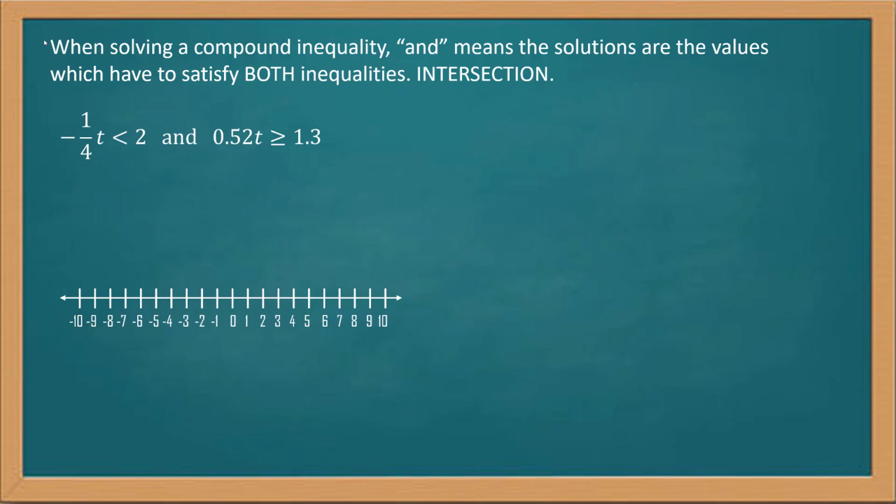When you have "and," that's restrictive. That means only tell me the values of x that are going to work in both of them at the same time. So here you've got negative 1/4 t is less than 2. And if you multiply that by 4, you're going to get that negative t is less than 8, which means that positive t is greater than negative 8. If you multiply by negative 1, you've got to flip that sign. So t is greater than negative 8.